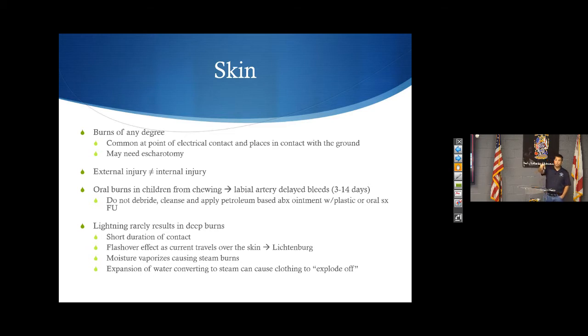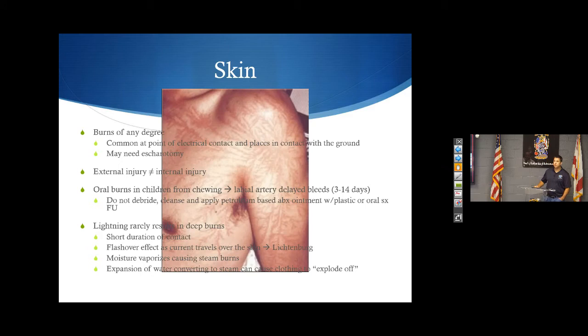So for the same reason we talked about earlier, deeper burns with lightning are actually rare. Again, you've got the resistance of the tissues long before you get down into the deeper tissues, into the blood vessels. So that's a Lichtenberg pattern.